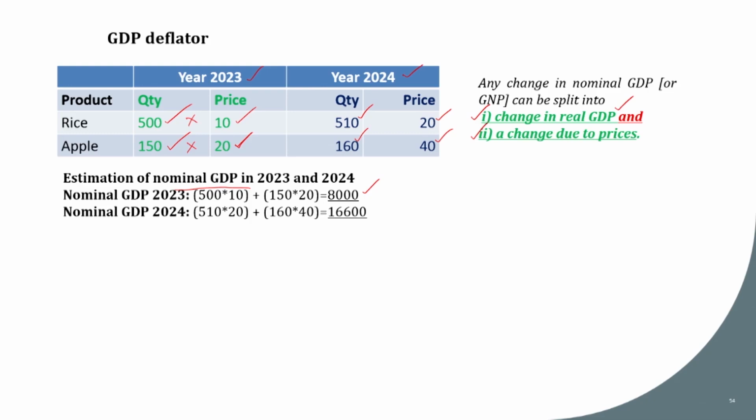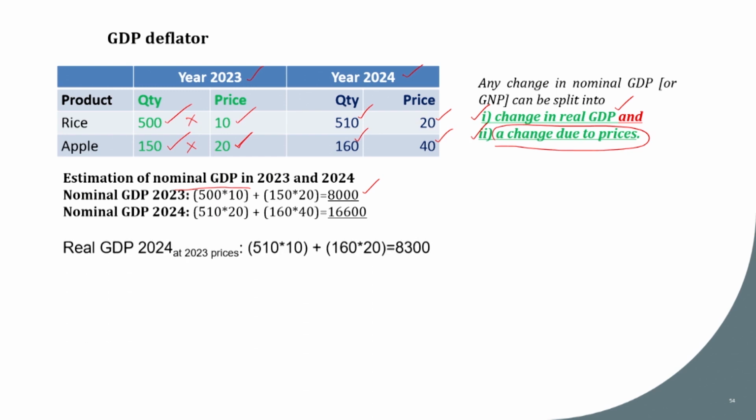So when using the inflation, we need to know how much the change in price is here. In order to calculate the real GDP of 2024, as I already mentioned, CSO directly calculates nominal GDP. If they want to convert the 2024 nominal GDP into real GDP, using the base year of 2023, they should multiply this quantity with this price, this quantity with this price.